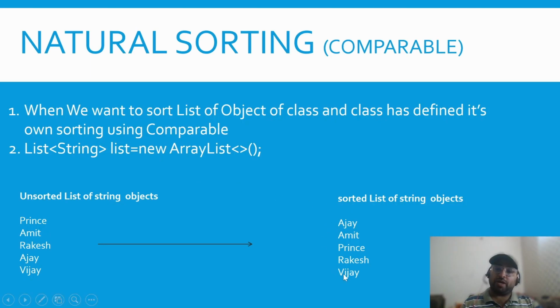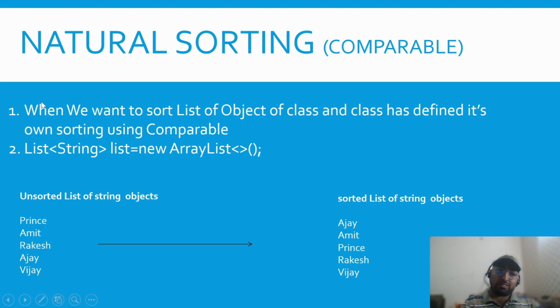So how can string define its own sorting? That is possible by implementing the comparable interface. Comparable is an interface which has one compareTo method, and string internally implements the comparable interface, and as a result it implements the compareTo method where it defines the sorting, right? So when the sorting is defined by the class itself, which is to be sorted, then that type of sorting is known as natural sorting because it comes from the class itself.